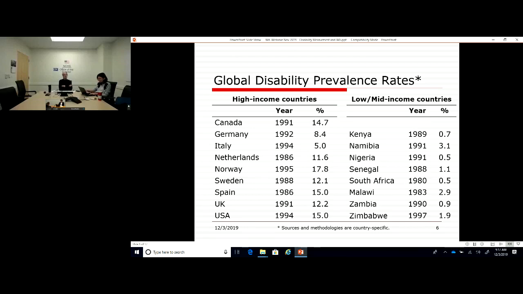The countries on the left, even in those early data collections, were asking questions not about being disabled or having impairments, but about difficulties doing basic activities, an activity limitation approach. And I'm going to show you a little bit about that in the slides to come. Can I have the next slide, please?